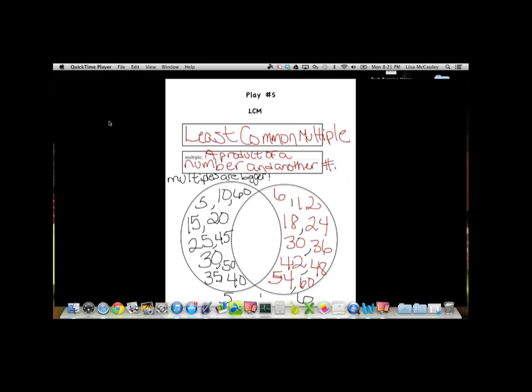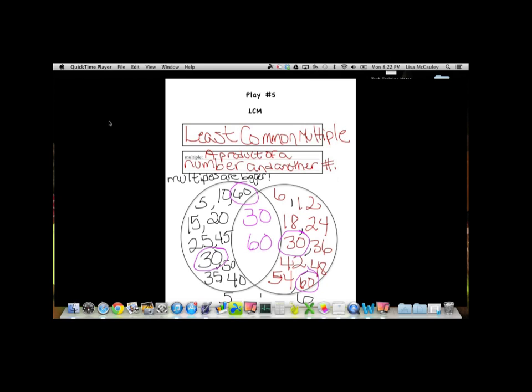But now, what do you think goes in the middle in this Venn diagram? Just like with the GCF, what goes in the middle are the multiples that these have in common. So we need to look at our list and see what these have in common. The first one that I see that they have in common is 30. They also have 60 in common. Those are two that they have in common, and so we'll write those in the middle.